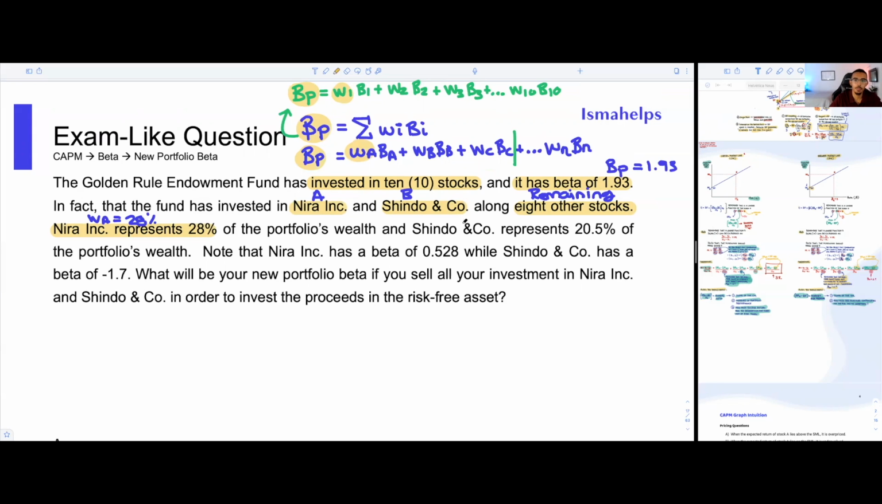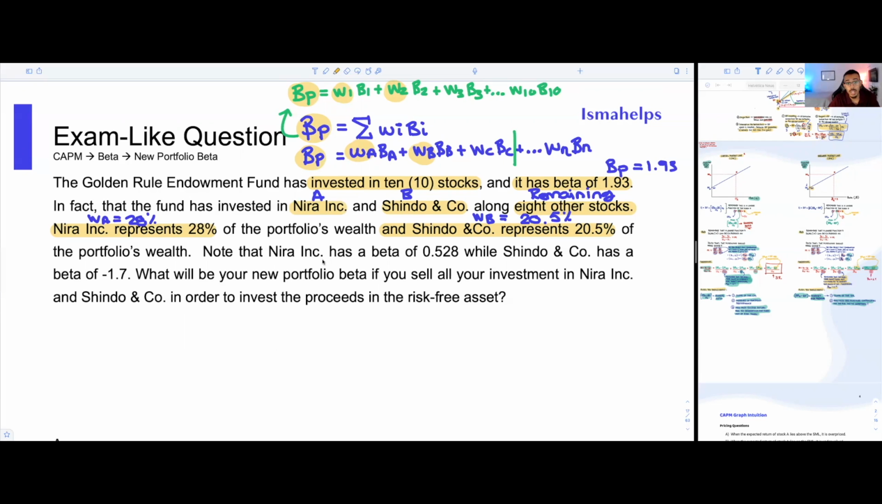And then we also know that Shindo and Company represents 20.5% of the portfolio as well. So we could go ahead and call this weight of B, and it's equal to 20.5%. Okay, that's once again awesome. We have more information that we can use to our advantage. Now it seems like we don't know the betas just yet, so let's continue reading.